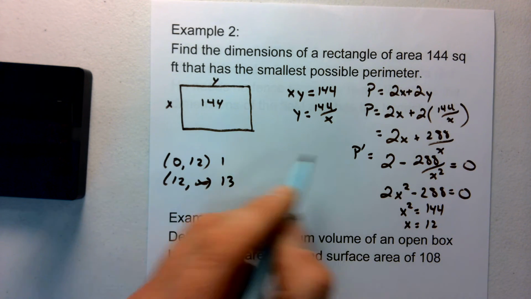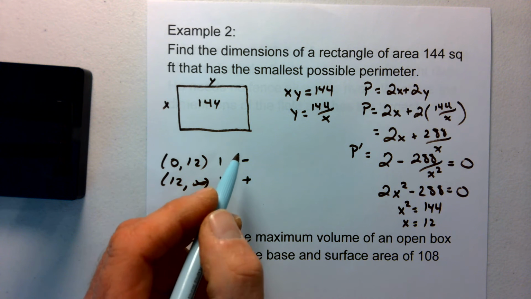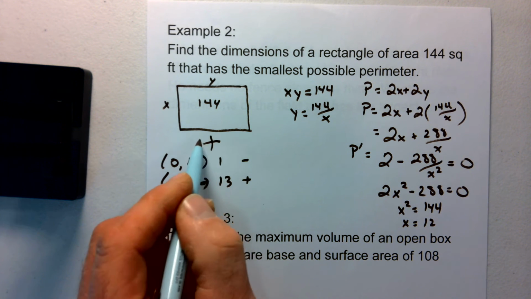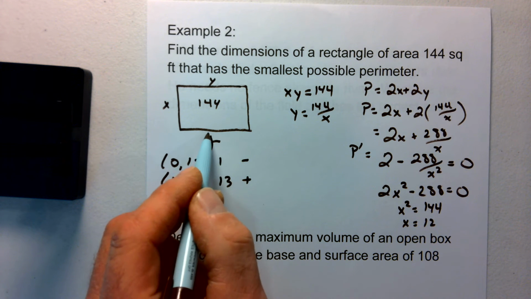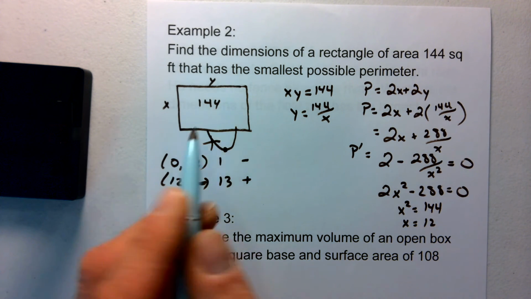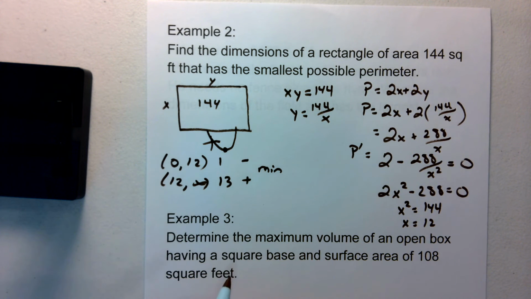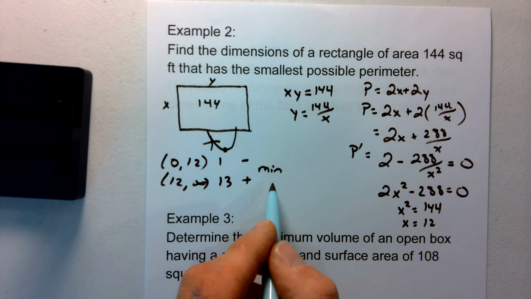If I plug in 1, I get a negative value, and 13 gives me a positive value. So again, I go from negative to positive. And again, it's going to be relatively the same way. If I go from a negative to a positive, that's going to give me my minimum value. So we do have a minimum. It's kind of the proof here, if you're looking for a proof.